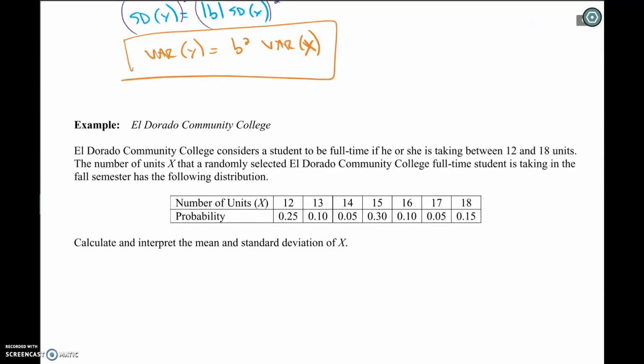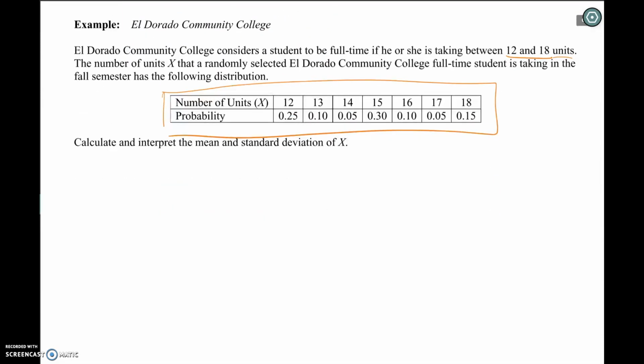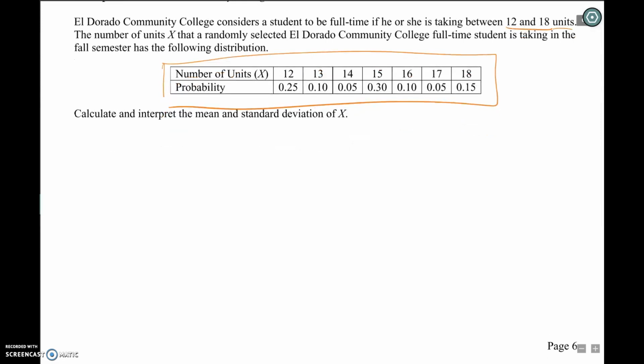All right, so let's take a look at an example. El Dorado Community College considers a student to be full-time if they're taking 12 to 18 credit hours, or units. Sometimes we call them credit hours. So if you're a full-time student, here's a probability distribution of the number of credit hours that people take. So 25% of people take 12 credits, 5% take 14, 15% take 18, and so on and so forth. So let's find the mean and standard deviation.